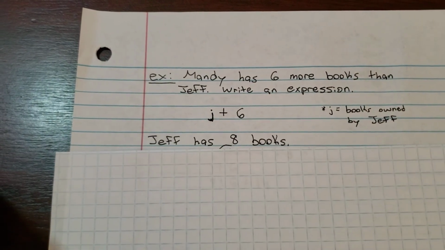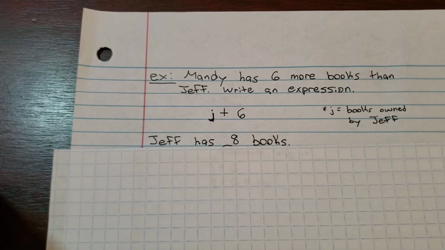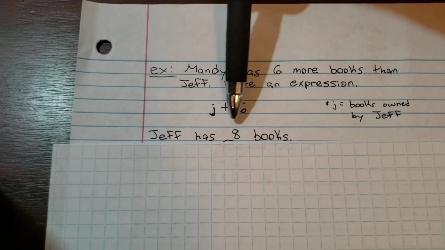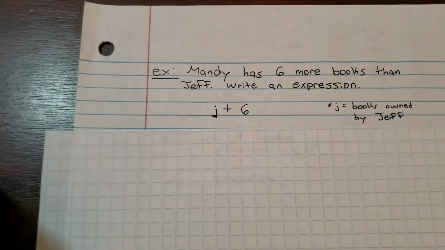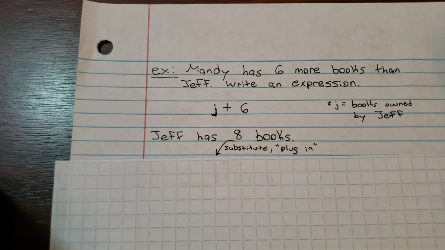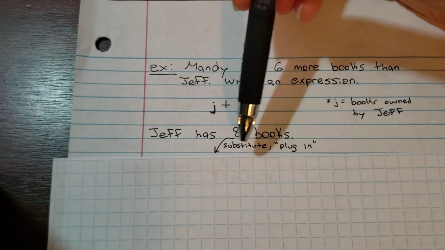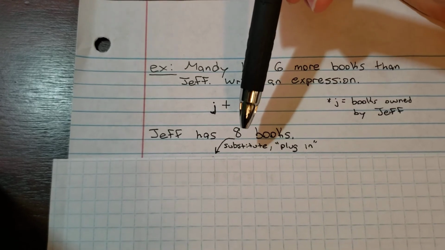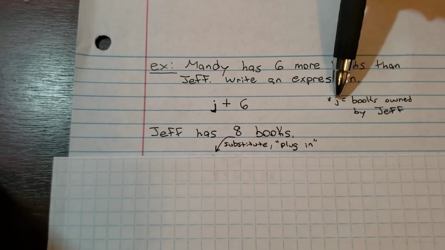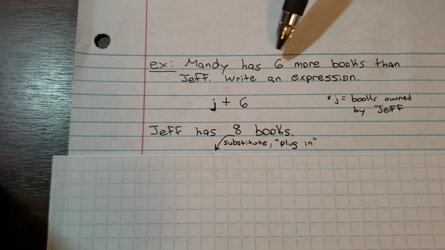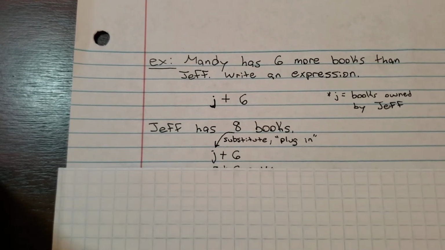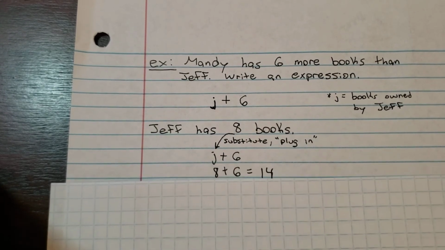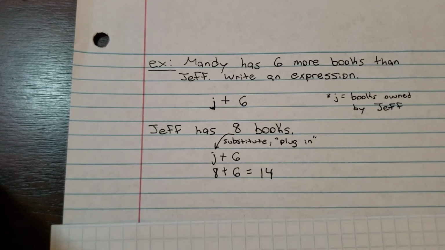Last one. Jeff has 8 books. So again, we're going to use the same expression, but we're going to substitute or plug in. So whenever you hear substitute, that just means we're going to take this and we're going to switch it for the variable. So Mandy has 6 more than Jeff. Jeff has 8. So we're going to substitute 8 books in for our variable. Find out that Mandy has 14 books.